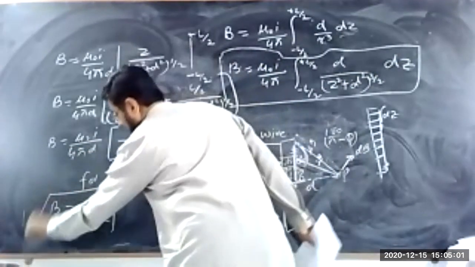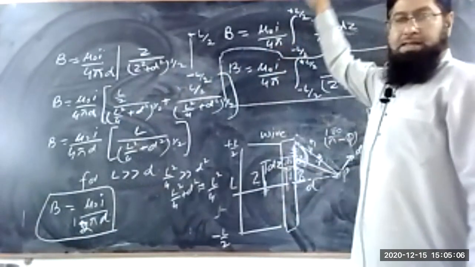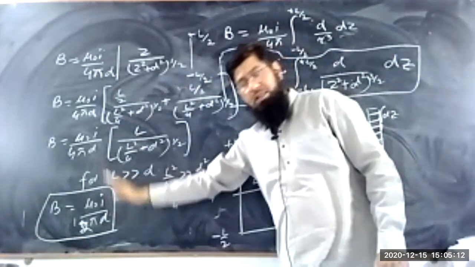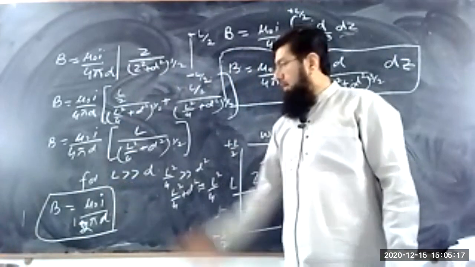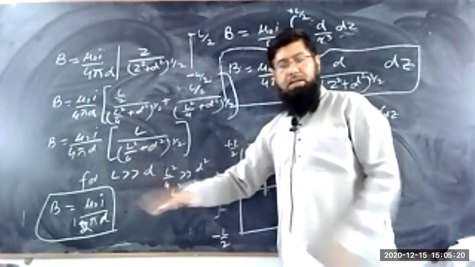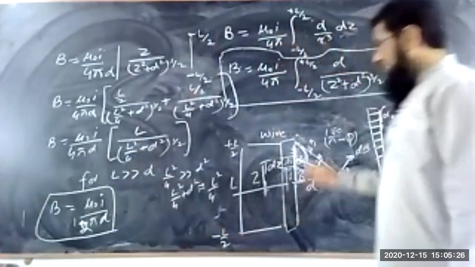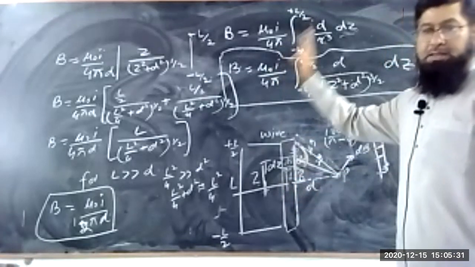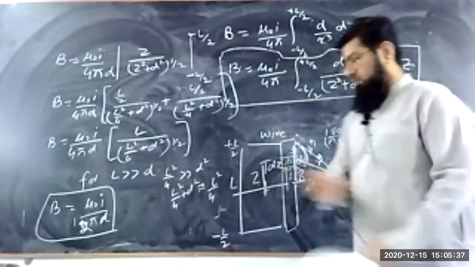So this is the magnetic field produced by a current carrying wire when the length of the wire is very large compared to the distance d. This is the final result for the straight current carrying wire under that condition. So this is the Biot-Savart law. The second law is Ampere's law.